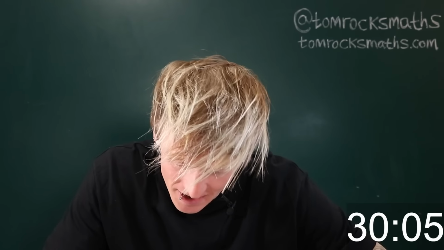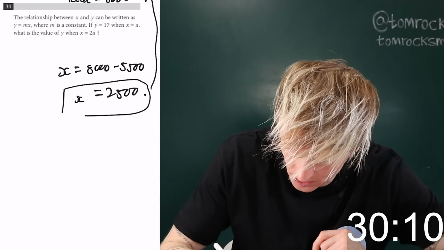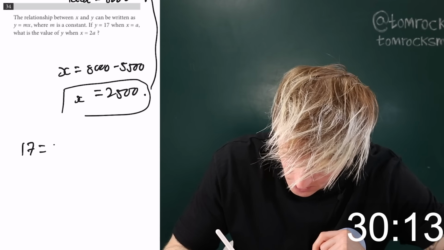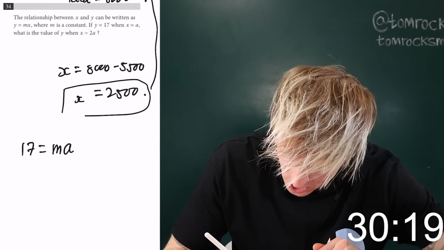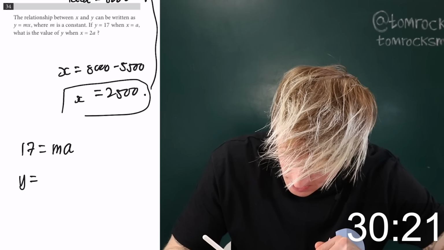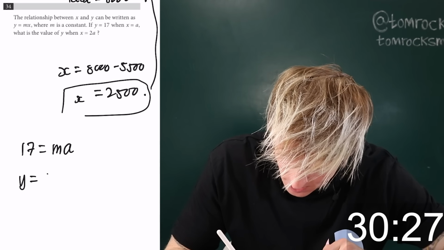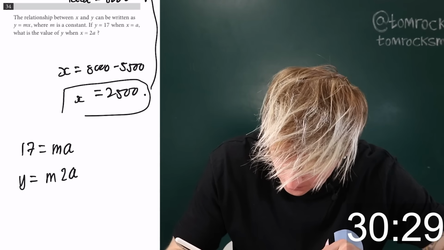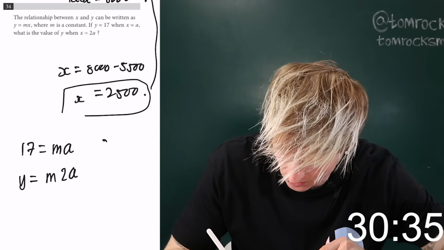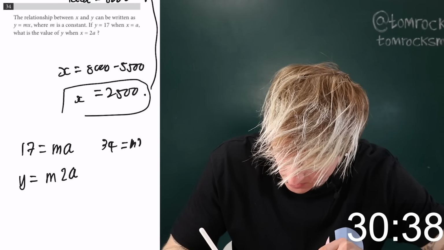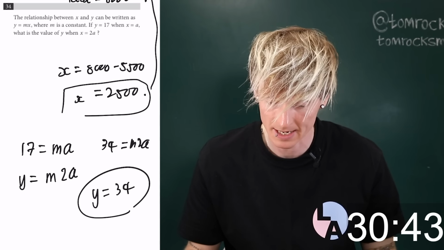Okay, 34. The relationship between x and y can be written as y equals mx. If y is 17, so what do we know? We know that 17 equals ma when x equals a. What is the value of y when x is 2a? So we know 17 is ma, and now I need to know when x is 2a, y equals m times 2a. What's changed here? We've multiplied by 2, so 34 is m times 2a. So y is 34. Awesome. That is question 34 done.